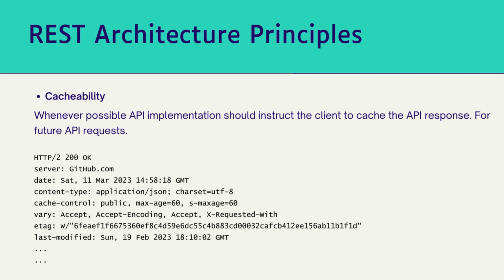This response is received after making a request to GitHub. You can see that there is an HTTP header Cache-Control. It says public, which means the response will be cached. Max-age is 60, which means the response will be cached for 60 seconds. And Last-Modified gives information about when this response was received as fresh.